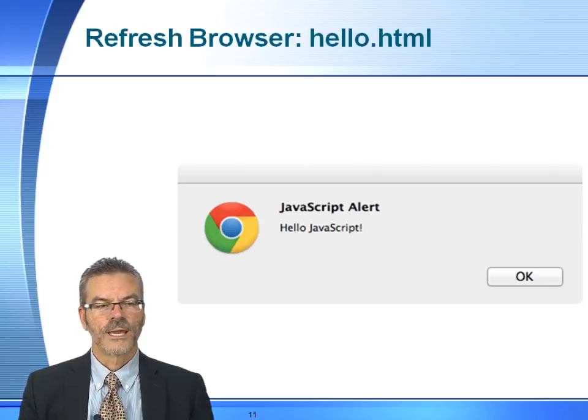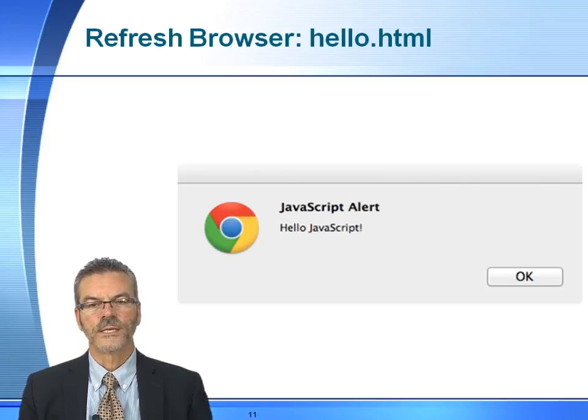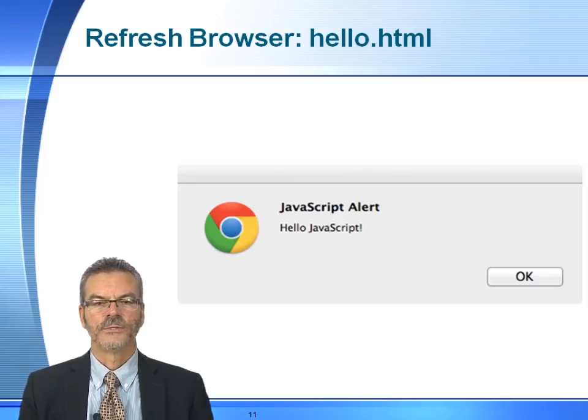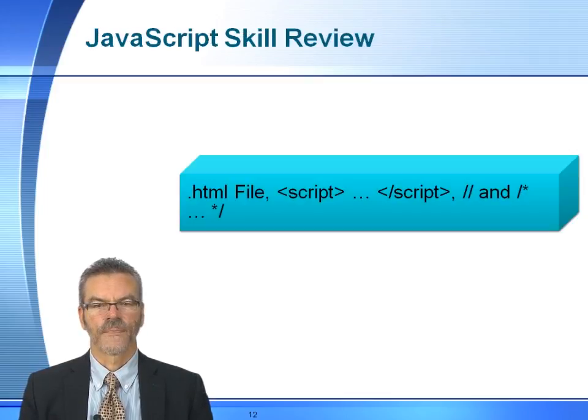Here's what you would get if you entered that into the hello.html. You saved it, you refresh the browser. Notice instead of just saying JavaScript alert, now you would see hello JavaScript, which is the text we gave it as the input. Of course, notice once again you have the OK button. So this window will appear on your screen until you touch the OK button.